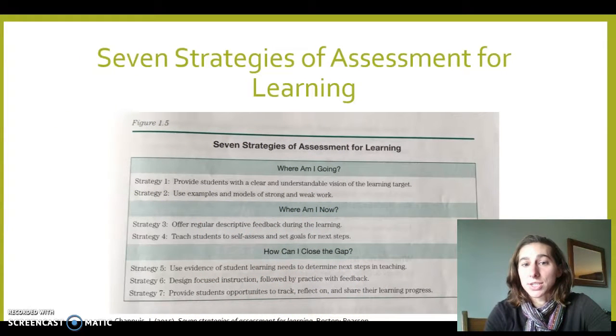The 7 strategies of assessment for learning are grouped into 3 categories: where am I going, where am I now, and how can I close the gap. The rest of this presentation will go into each of those strategies a little more in depth.